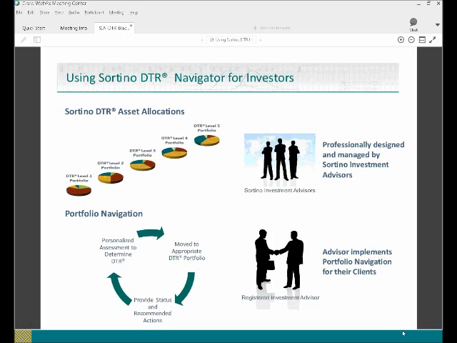SIA designs the 5 asset allocations and manages the DTR portfolios on several platforms as model portfolios. They are also available for 401k and other qualified retirement accounts as the Sortino DTR Collective Investment Trusts through Alta Trust. To execute portfolio navigation, SIA and advisors work closely together, including calculating the DTR of each investor and generating a list of specific recommendations for that investor. However, all communications and execution of navigation changes and recommendations are done by the advisors.